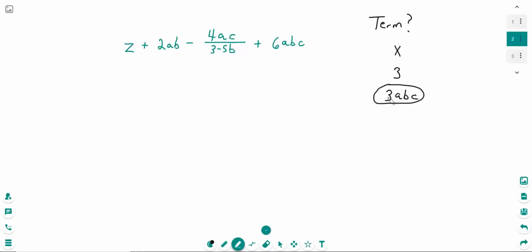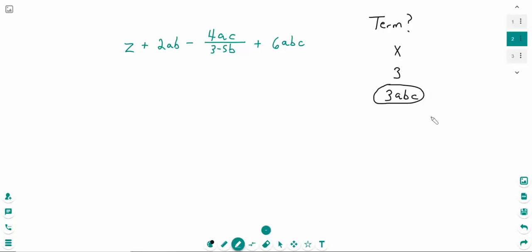All right? The 3 is not by itself. It's with the A and the B and the C. You can picture it that way. So this is all being multiplied. It's all one term. It's an indicated product, one single term. Okay? Hopefully that makes sense.